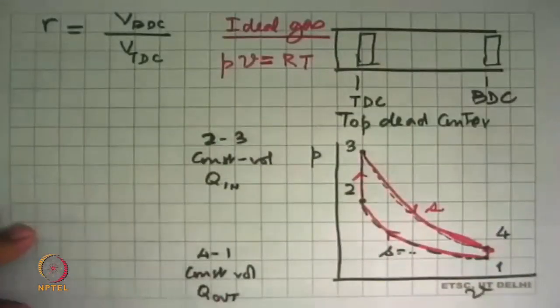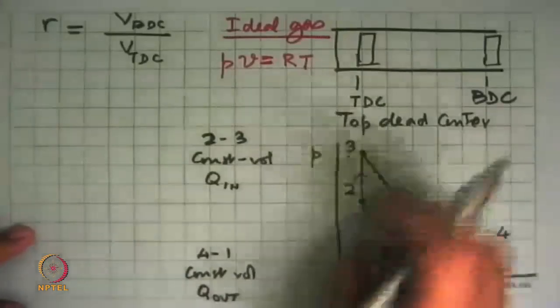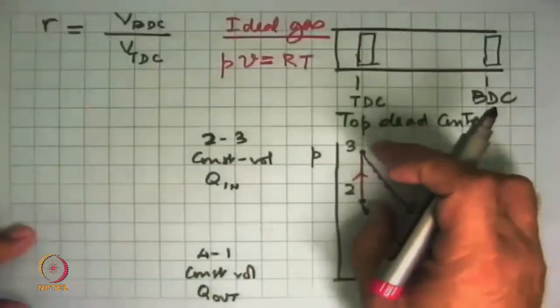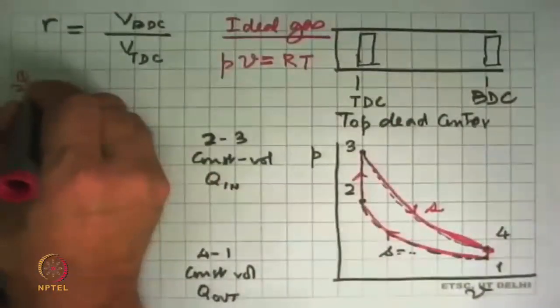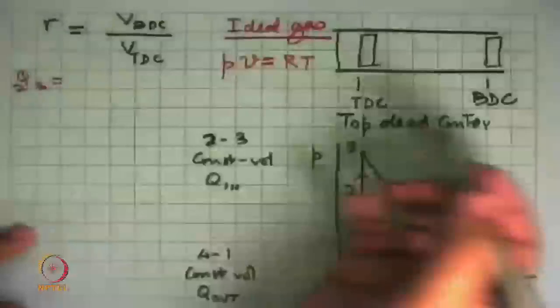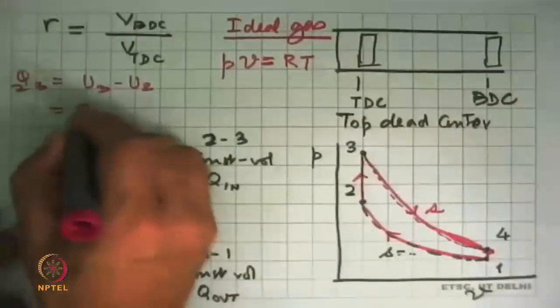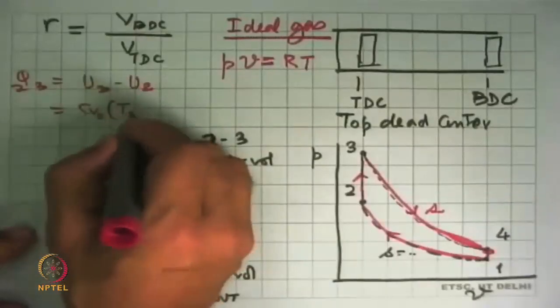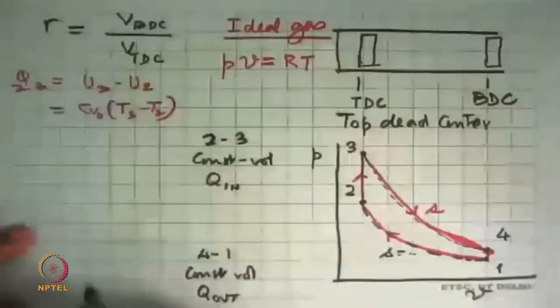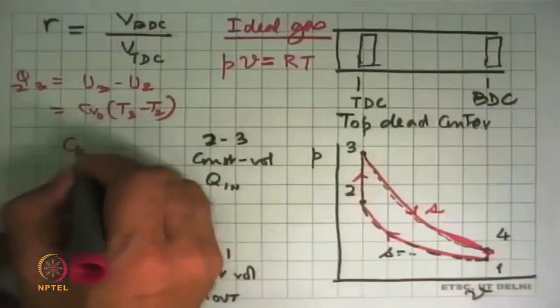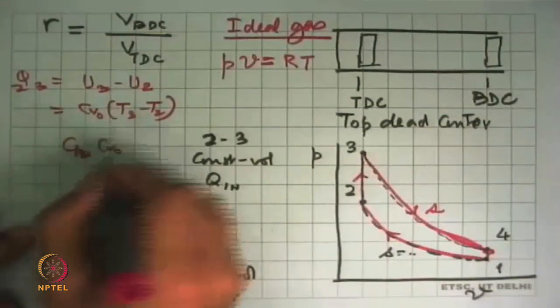Process by process, we write the equations and we say this is from process 2 to 3. This is a closed system. We write Q23 is W23, which is 0, plus U3 minus U2, which is Cv0 (T3 minus T2). So similarly, every process can be written in terms of Cp, Cv0 and the temperatures.